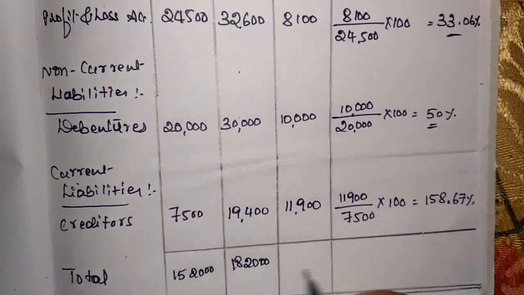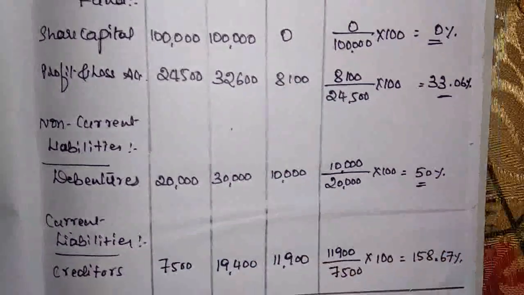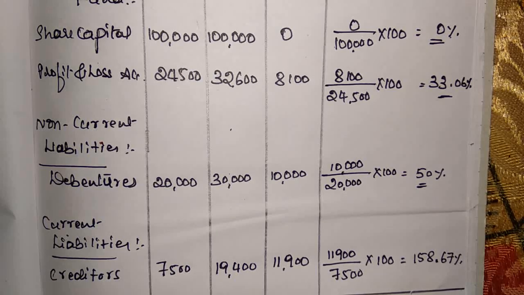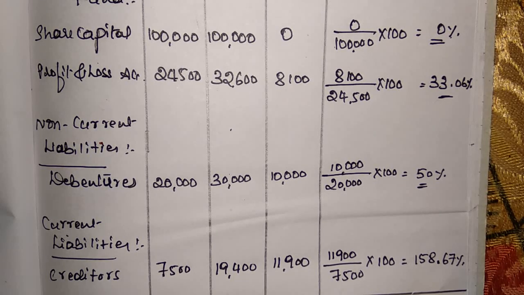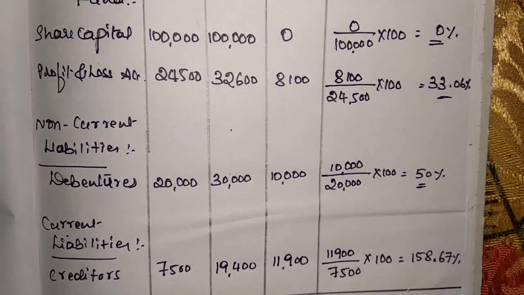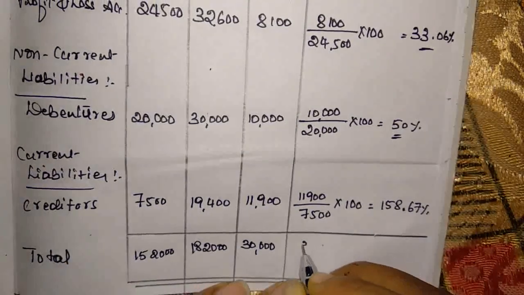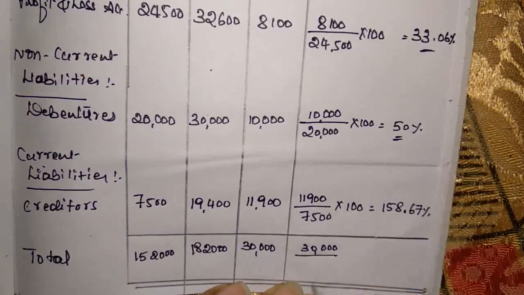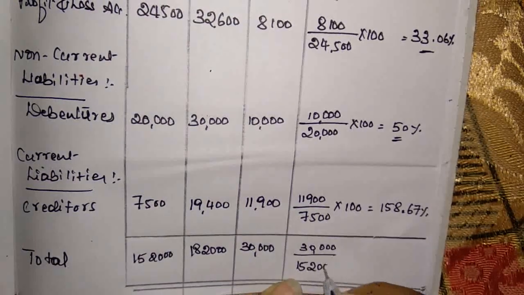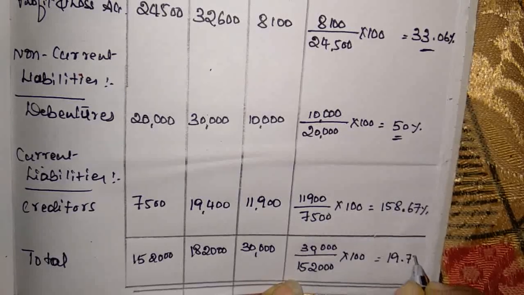And changes, make a total of changes: 11,900, 10,000, 8,100 and 0. So that is 30,000. So now you have to find the changes in liabilities in total. In percentage you have to calculate, in rupees you already got the difference 30,000. So in percentage, 30,000 is the change in total divided by base year value 1,52,000 into 100. So change in percentage is 19.73%.